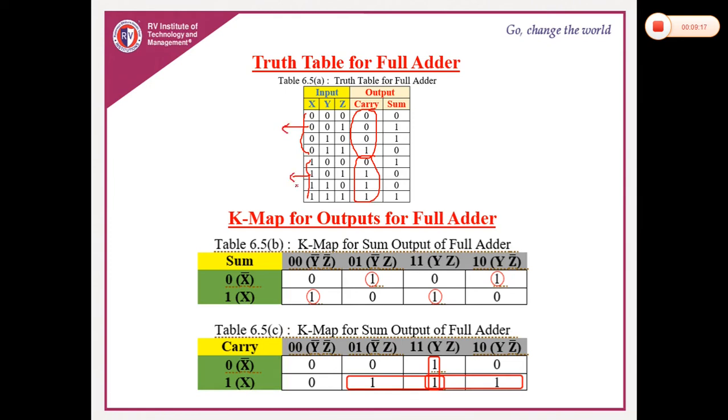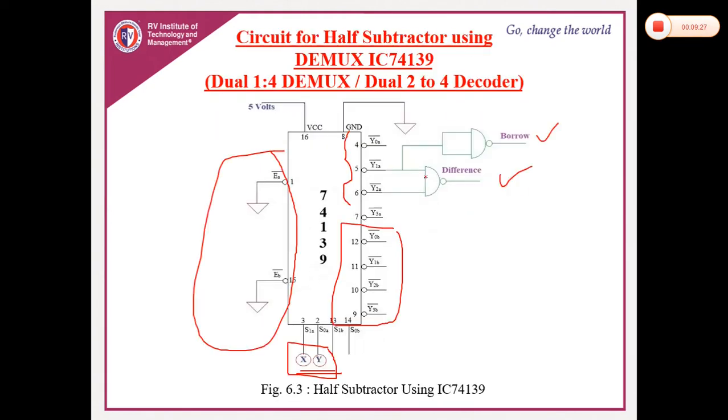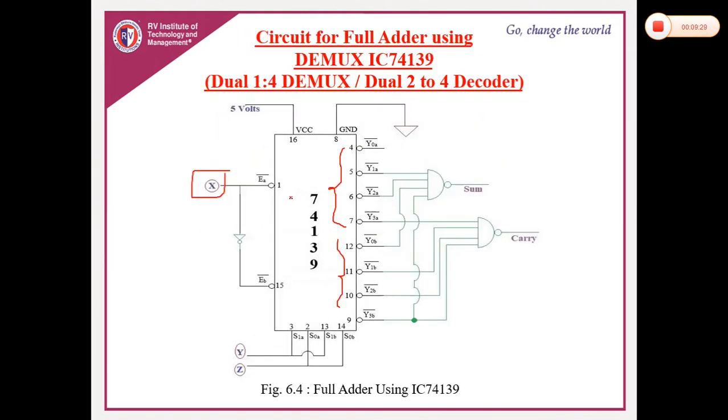For that reason I need to give X as input, and if I take its inverted output, you will be using a NOT gate, and you have to give it to the other, lower portion. So that is how we have given here. X is given as input directly to the first enable pin, and its inverted form you will give to one more enable pin.